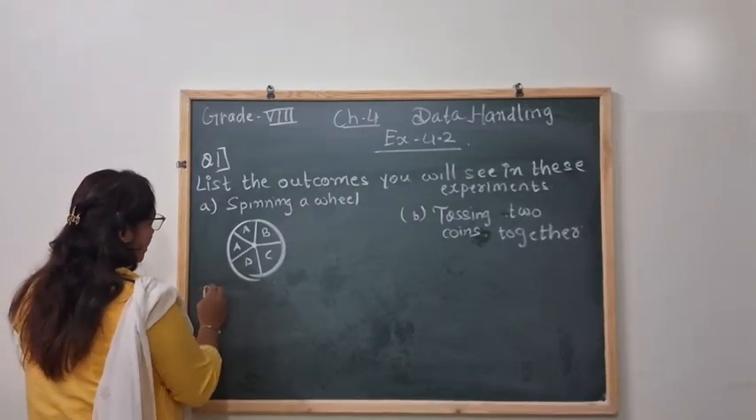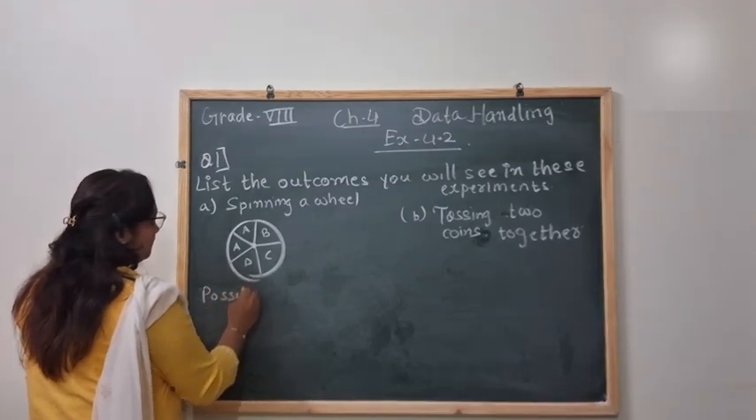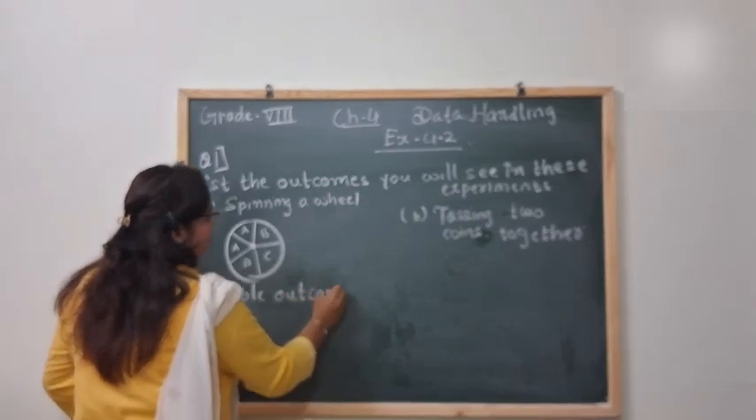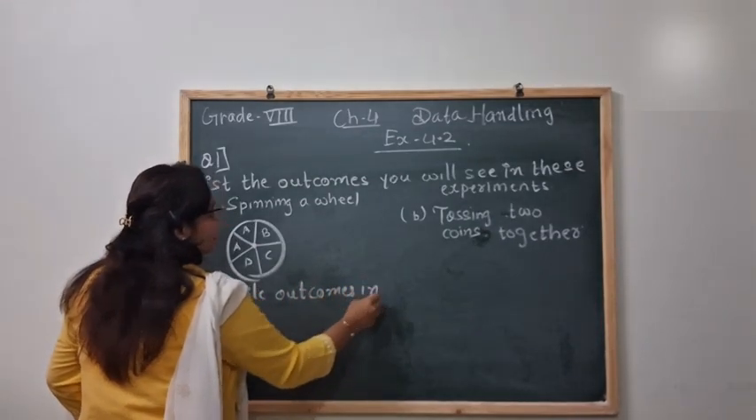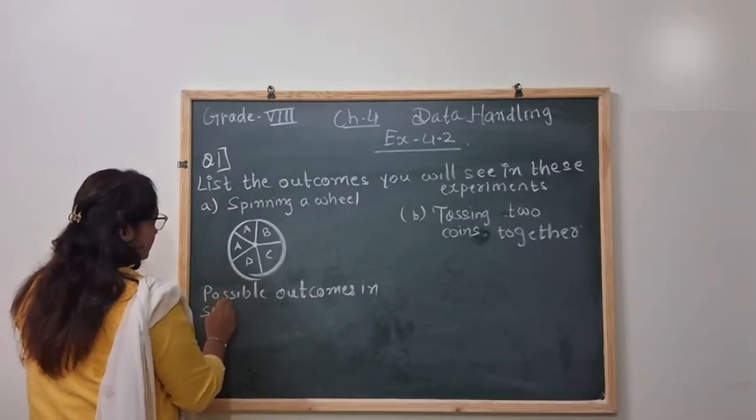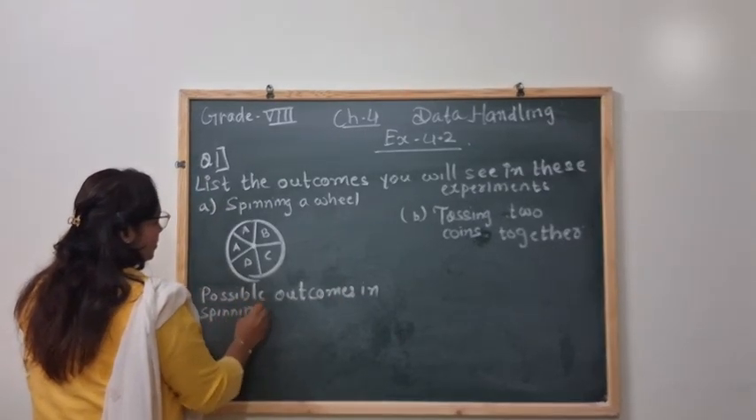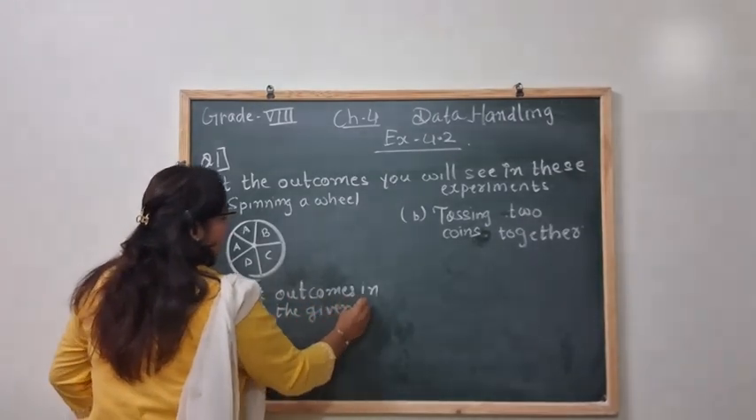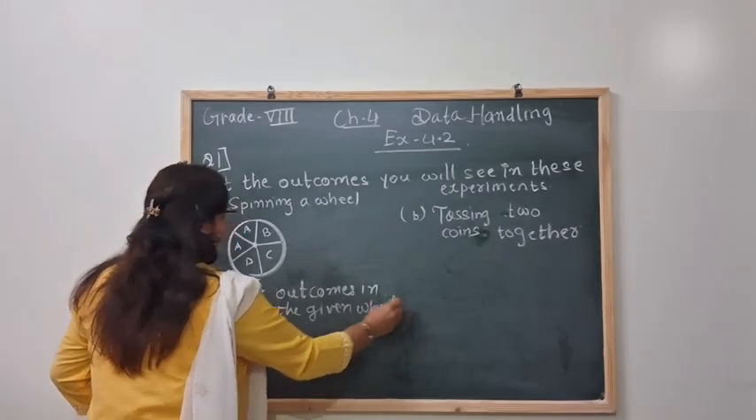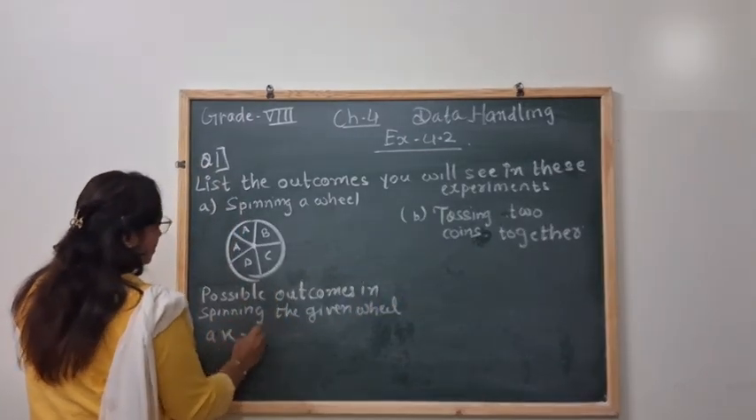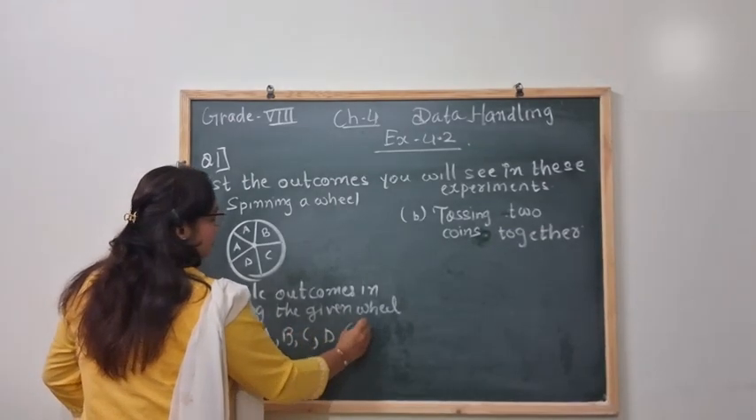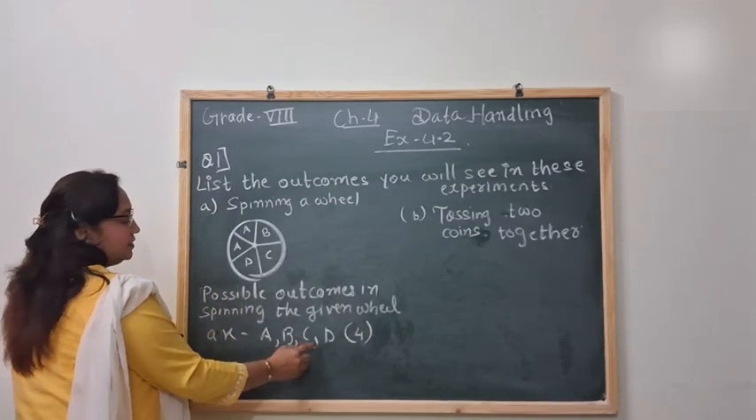Here possible outcomes in spinning the given wheel are A, B, C, D. These are 4 outcomes, A, B, C, D.